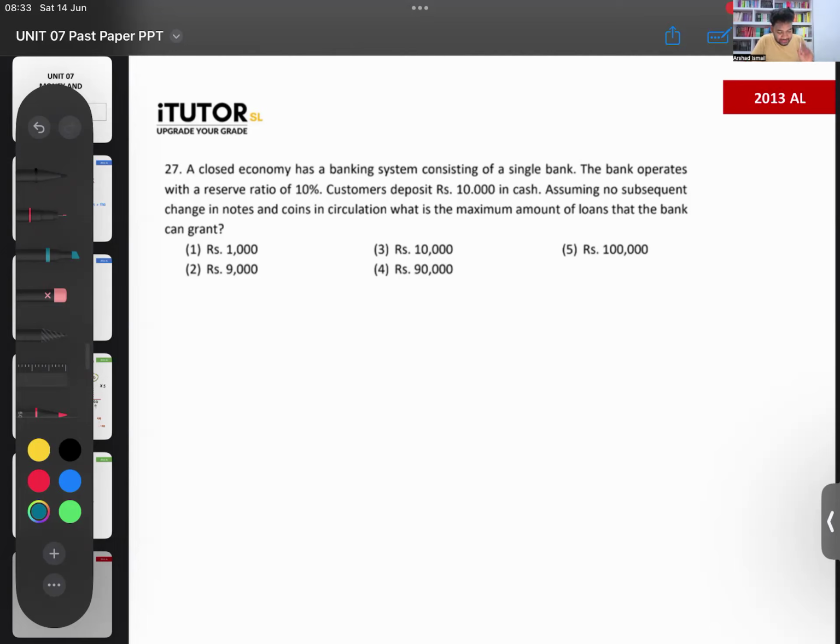So the question says, a closed economy has a banking system. So there is a banking system. Now, a banking system can have a collection of banks consisting of a single bank. So the entire banking system has only one bank. This is what you call a monopoly bank. The entire banking system has only one bank out there. There are no multiple banks.